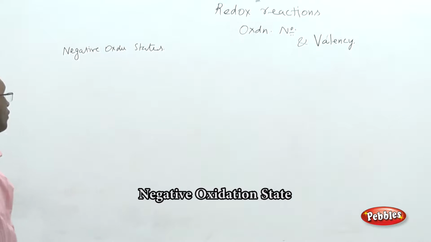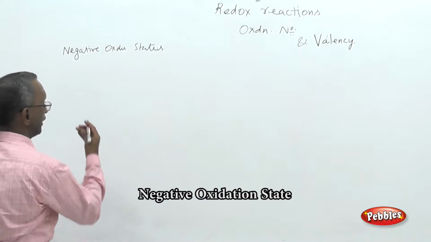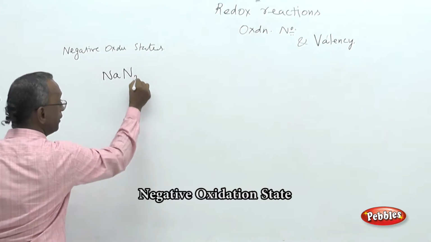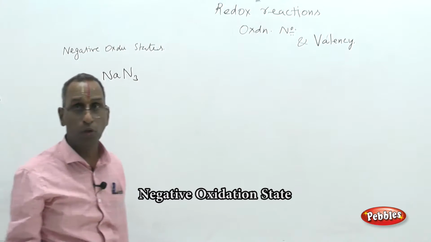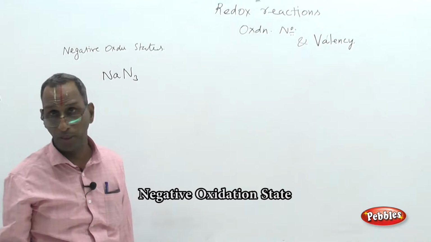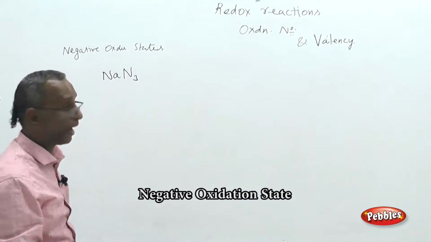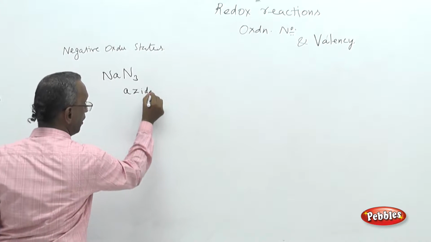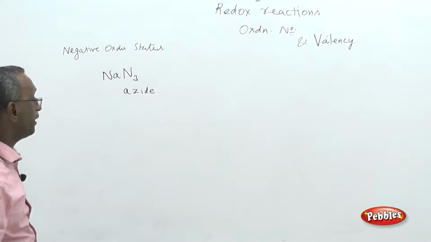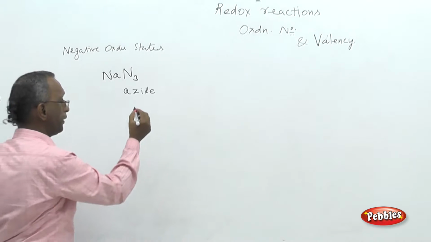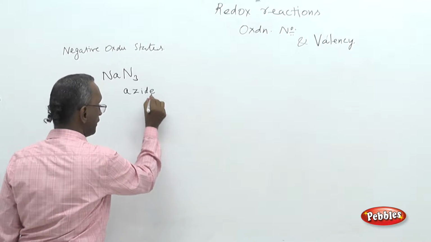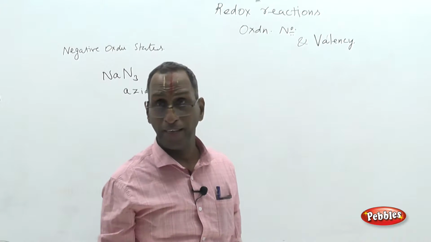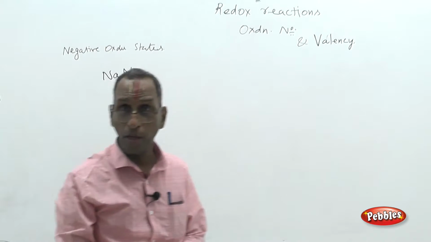We will see some examples of systems with a negative oxidation state. Let us consider this compound, NaN3. This is called sodium azide. Azo stands for nitrogen. Generally, negatively charged species have the suffix -ide: azide, oxide, nitrate, chloride, sulfate. That is to be noted.